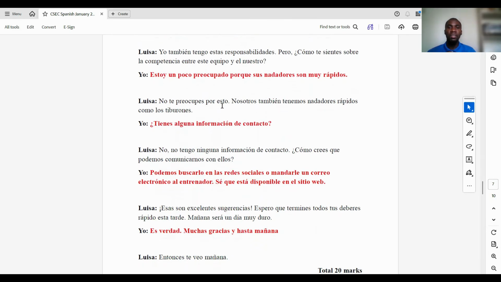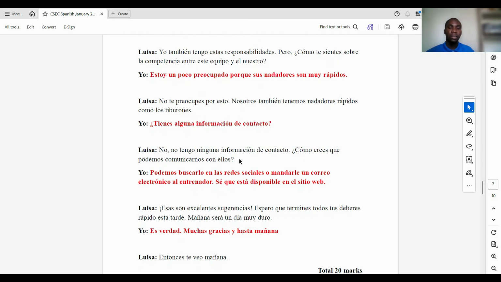After she says that we also have fast swimmers like sharks, you have to look down again to see what she says. No, no tengo ninguna información de contacto. So, no, I do not have any contact information. ¿Cómo crees que podemos comunicarnos con ellos? How do you think that we can communicate with them or contact them?